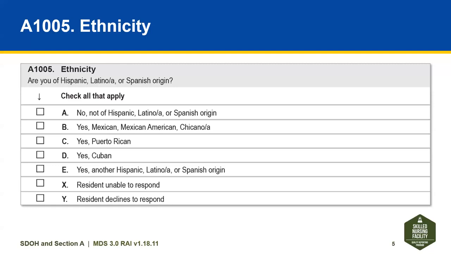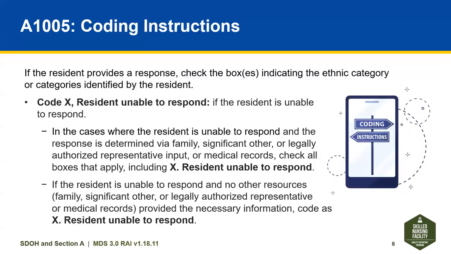Note that this data element is collected on both admission and discharge. It's also a check all that apply item. So I'm going to review some of the coding instructions for ethnicity just to refresh your memory. If the resident provides a response, you're going to check the box or boxes that indicate the ethnic category or categories identified by the resident.